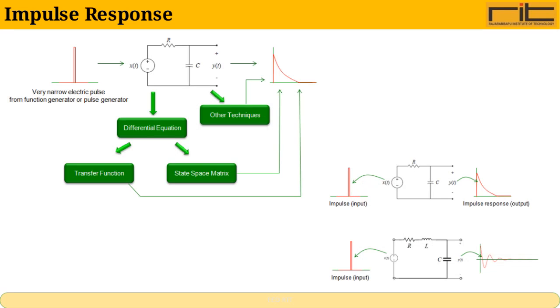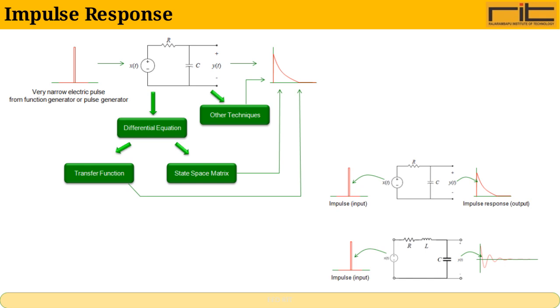Impulse response is a fundamental concept in signal processing and system analysis. It describes how a system reacts over time to a brief input signal, often called an impulse. By studying the impulse response, we can understand behavior and characteristics of the system, such as how it filters or modifies signals.